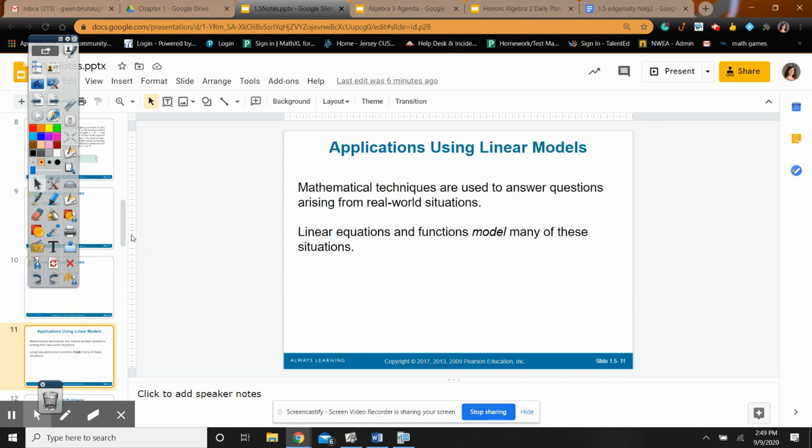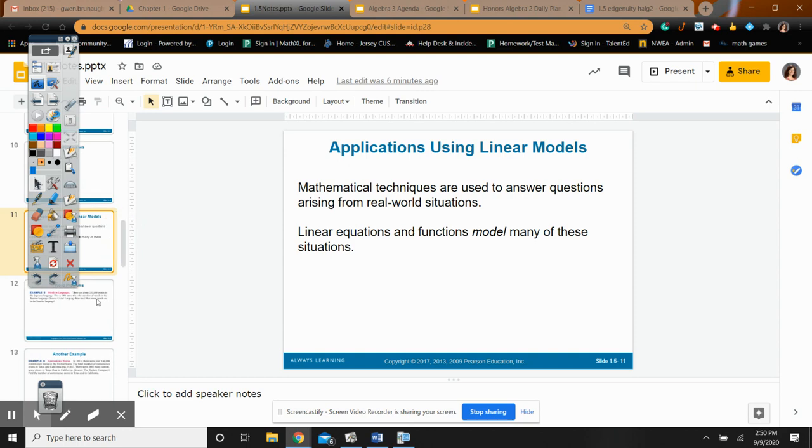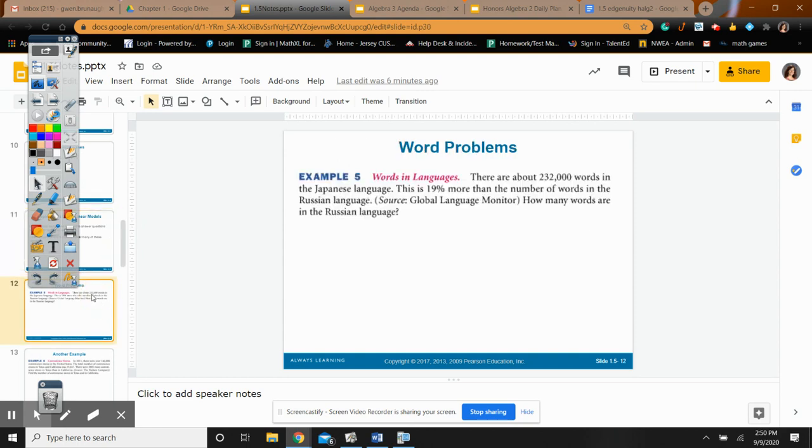Okay, we're going to use some problem solving to solve some word problems. There will be word problems on your test. So we're going to do our best here. There are about 232,000 words in the Japanese language. This is 19% more than the number of words in the Russian language. How many words are in the Russian language?